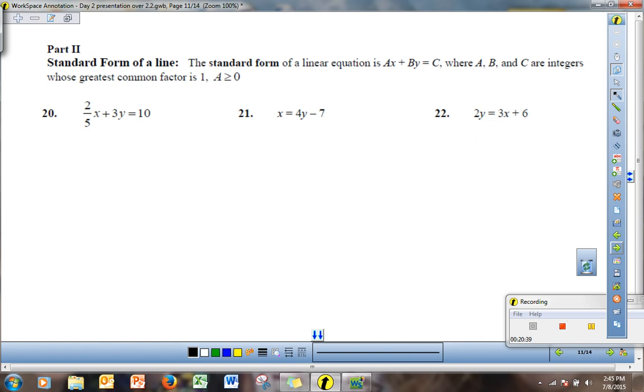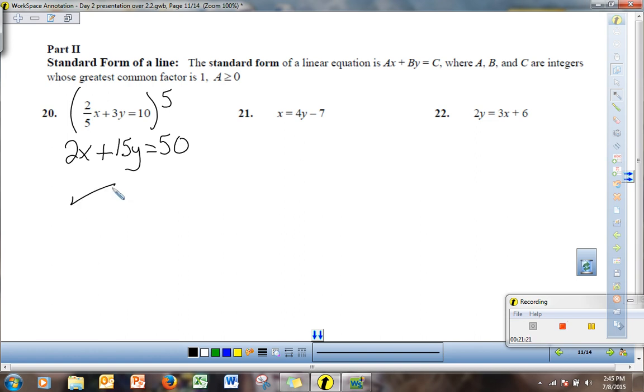I got 2/5 x plus 3y equal 10. I know what you don't like. You don't like that fraction. So my only denominator is a 5, so I'm going to multiply through by 5. If I do that, 5 goes into 5 one time. 1 times 2 is 2. So I've got 2x plus 3 times 5 is 15y equal 50. And in this case, we're done. There's no number that goes into them. The x is first. The a value is positive, so we're good to go.